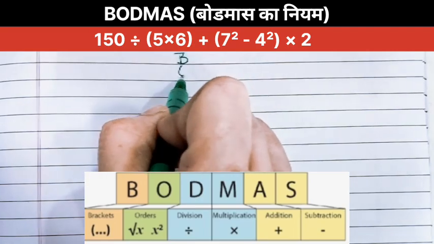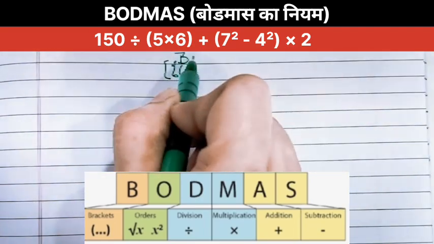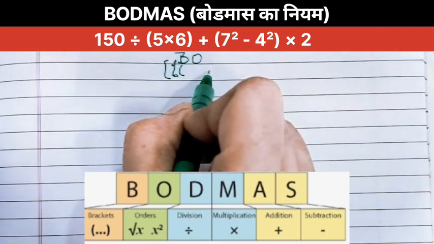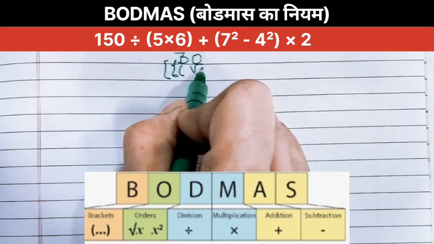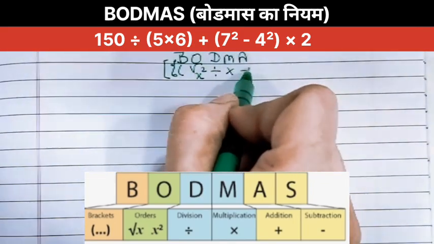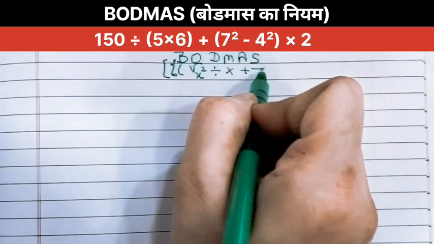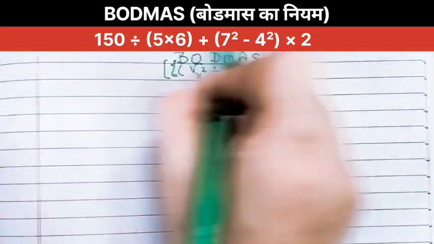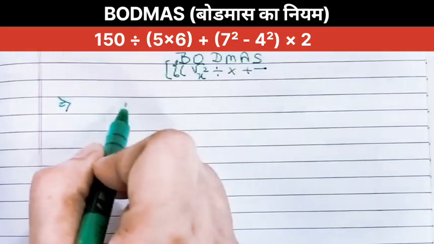BODMAS rule says first we solve brackets: small bracket, curly bracket, then square bracket. O stands for order, we convert into multiplication, we solve roots and exponents. D stands for division, M stands for multiplication, A stands for addition, S stands for subtraction. According to this BODMAS sequence, we'll break down this expression by the step-by-step solution.